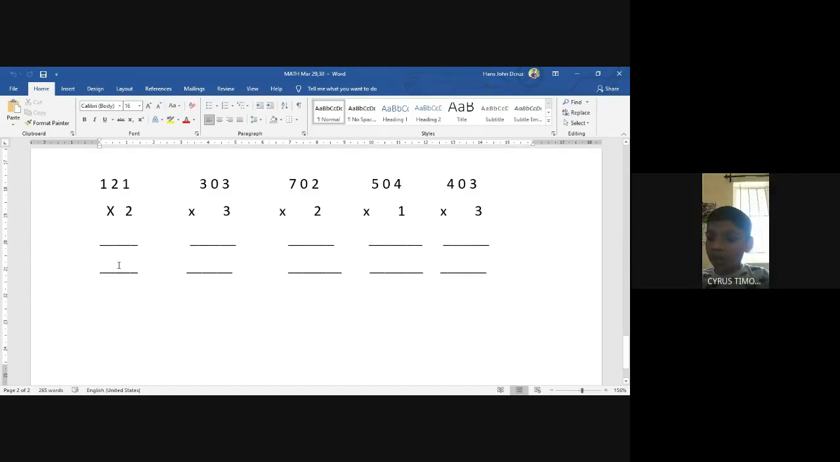Ma'am, the first one is 11 into 5. No, no, this one on the screen. 121 into 2. What is the answer? 1 into 2 is 2. 2 2s are 4. Very good. 1 into 2 is 2. So the answer is 242. Very good. 242. Please check.